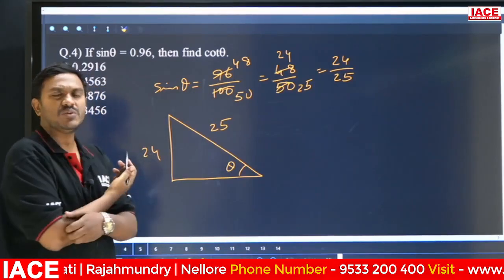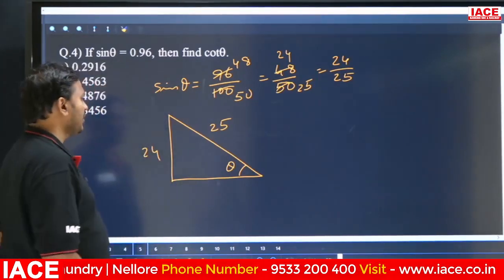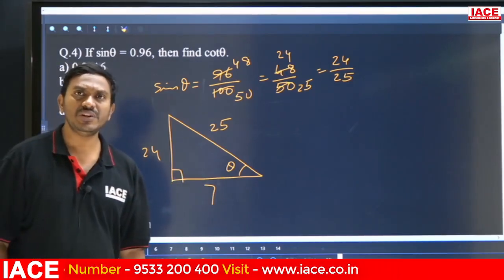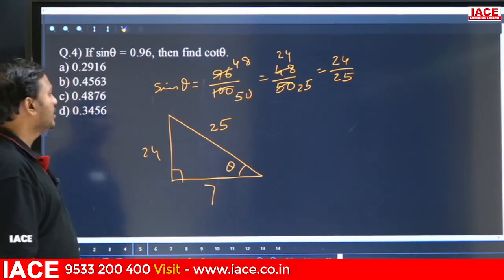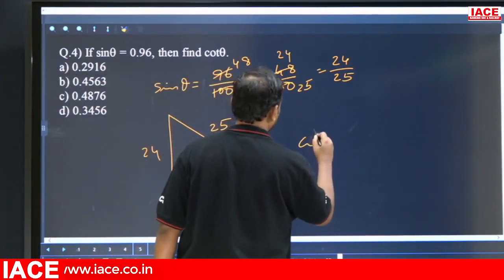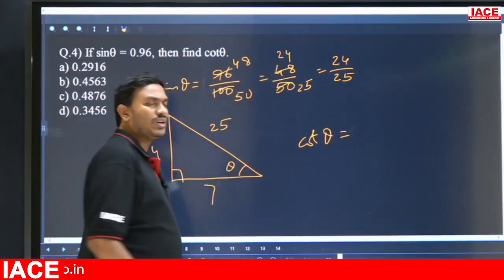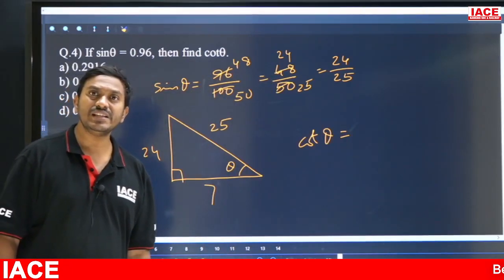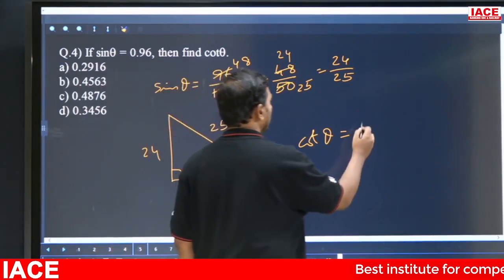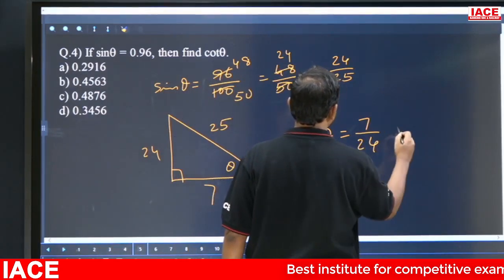What is the combination? 24, 25 means 7, 24, 25 is the combination. So what is the adjacent? Adjacent is 7. What we have to find? Cot theta. So cot theta equal to, what is cot? Cot means adjacent by hypotenuse, that is 7 by 24. So 7 by 24 is the right answer.